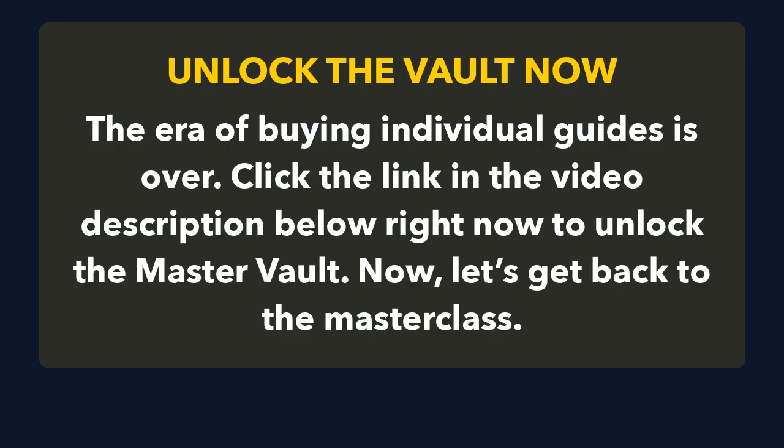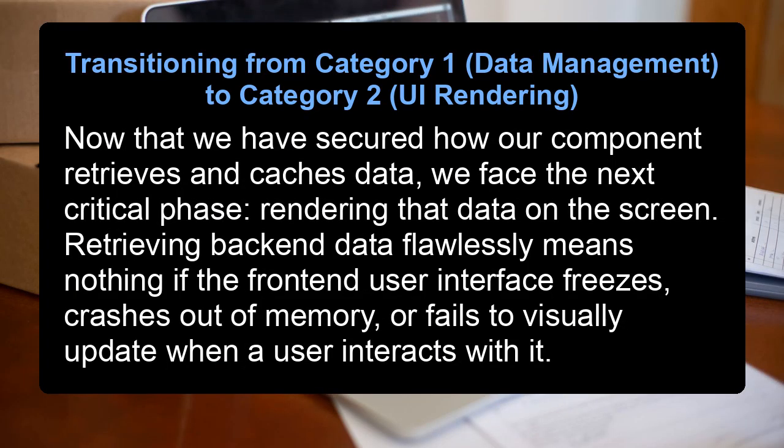Now, let's get back to the masterclass. Transitioning from Category 1 data management to Category 2 UI rendering. Now that we have secured how our component retrieves and caches data, we face the next critical phase: rendering that data on the screen. Retrieving backend data flawlessly means nothing if the front-end user interface freezes, crashes out of memory, or fails to visually update when a user interacts with it.